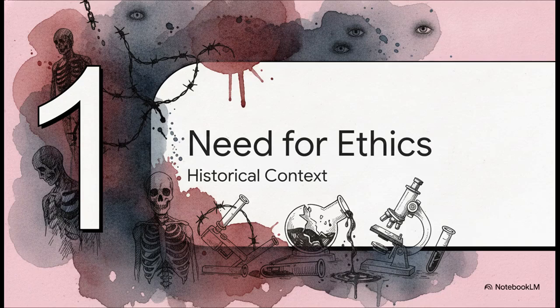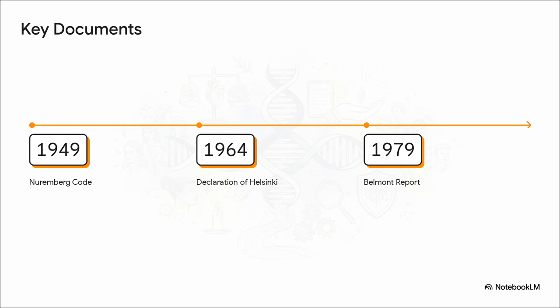Section 1. The need for research ethics and its historical context. So, we have to start by acknowledging something quite heavy. The modern ethical standards we rely on today weren't just brainstormed in a vacuum by some committee on a random Tuesday. They were forged out of horrific historical tragedies.